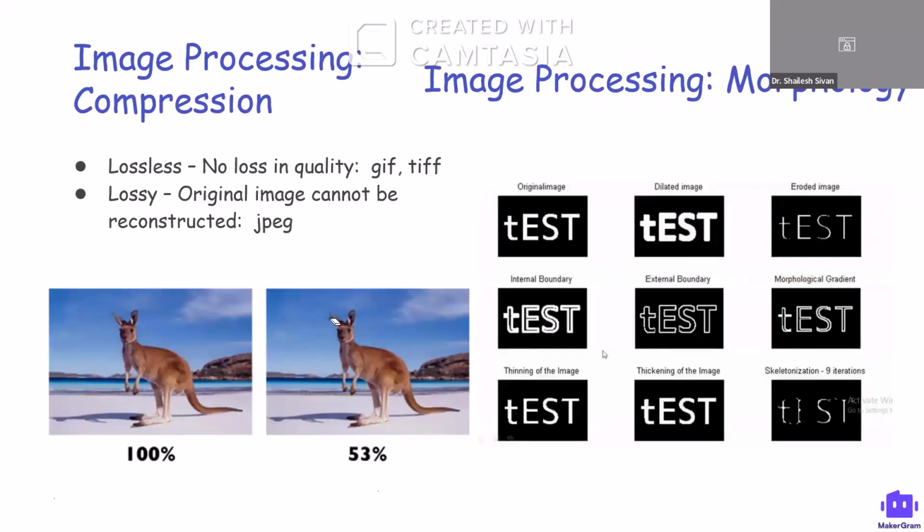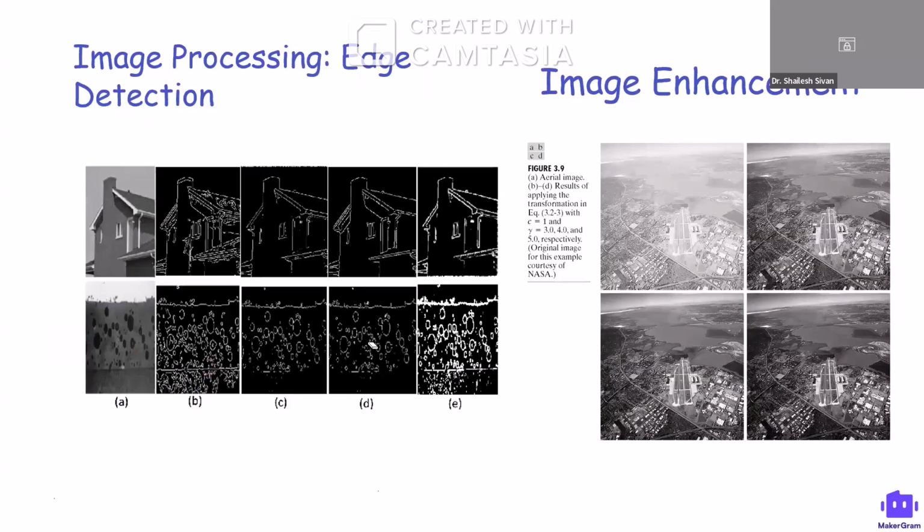Then compression. One image is reduced to a particular size. And this is what we call morphological operations. We are going to discuss the morphological operations in detail. And this is what we call edge detection. This is a foggy image. After enhancement, we can see the image in this way. This is what we call image enhancement.